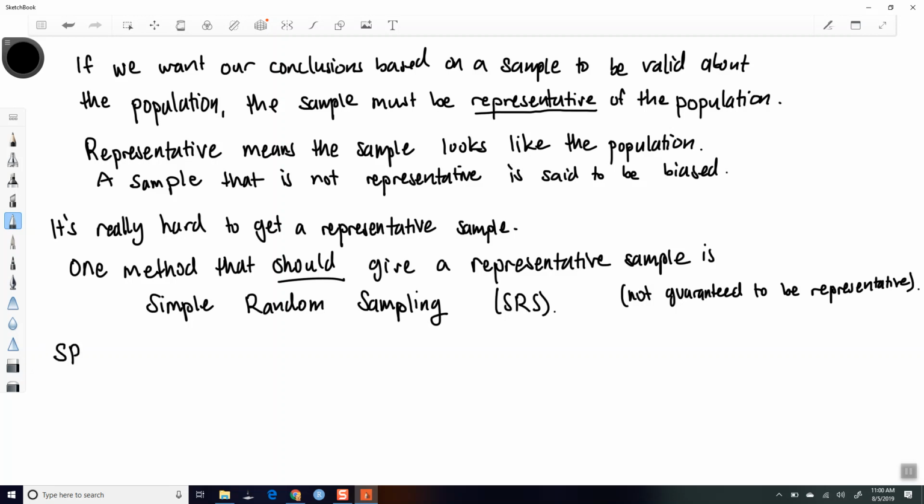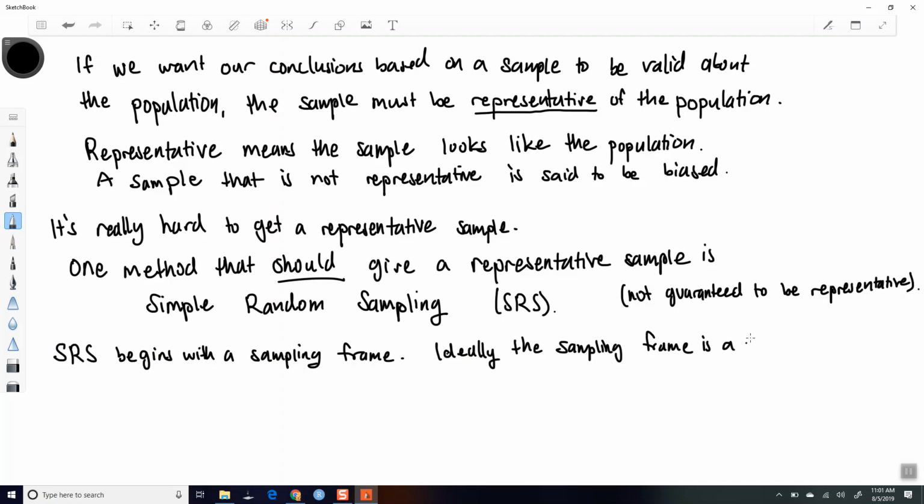And so simple random sampling begins with what we call a sampling frame. Okay, the sampling frame is going to be, ideally, a list of everyone in the population. Okay, but getting a list of everyone in the population is really hard to do, okay? This list is hard to obtain.